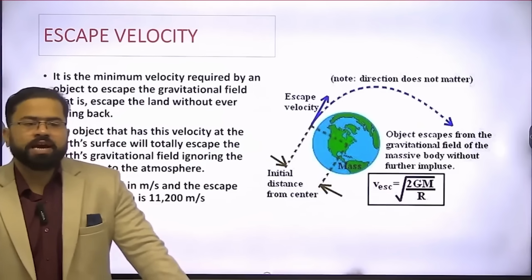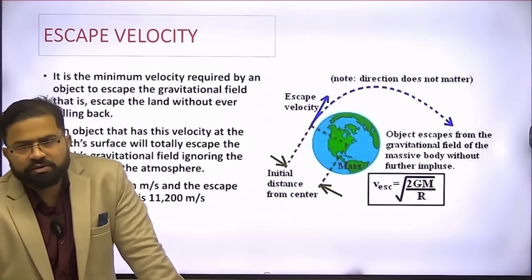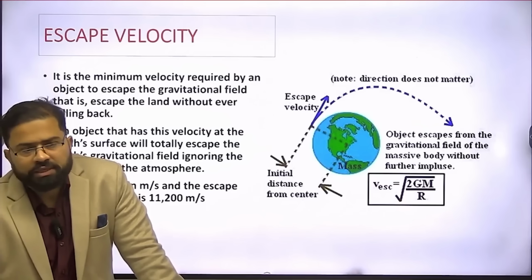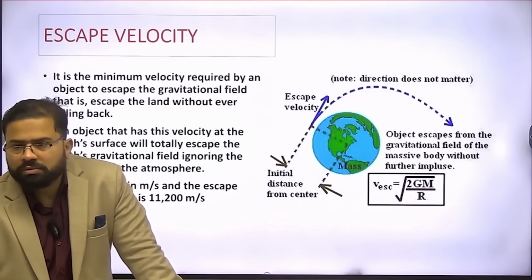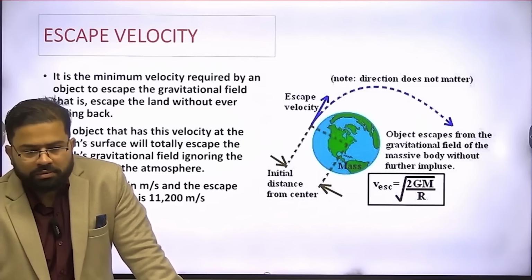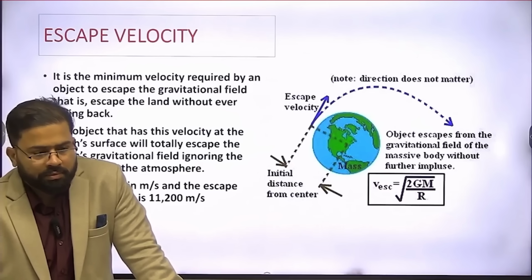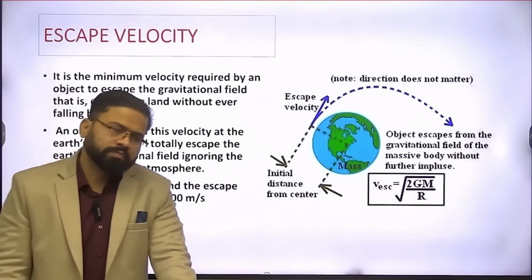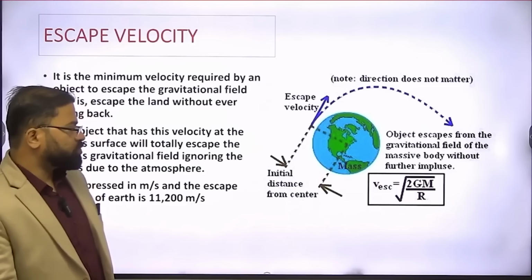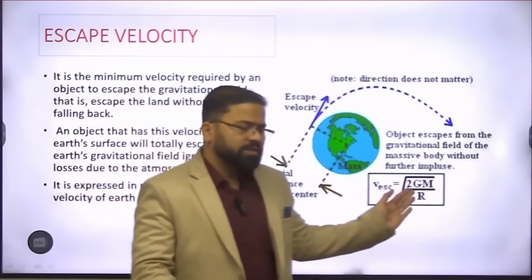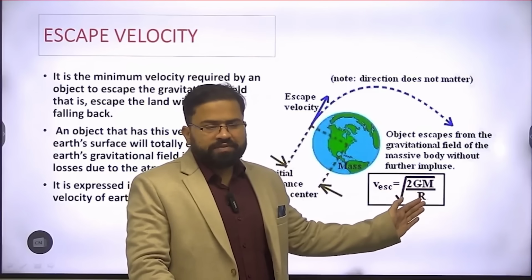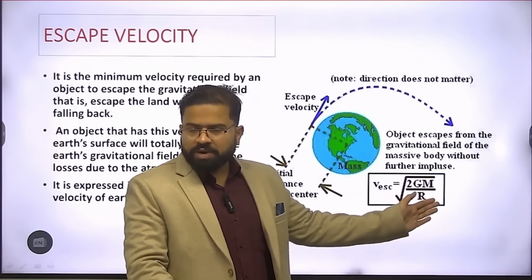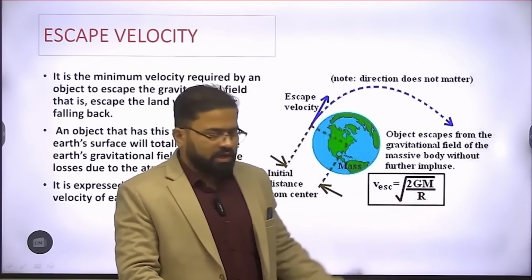Now suppose I have to throw this pen into space, and at the other end I have to throw an elephant. Do you think the escape velocity will be the same for both things? Why so? Because the escape velocity depends upon the square root of 2GM upon R, where G is the gravitational constant, M is the mass of the Earth and R is the radius of the Earth.